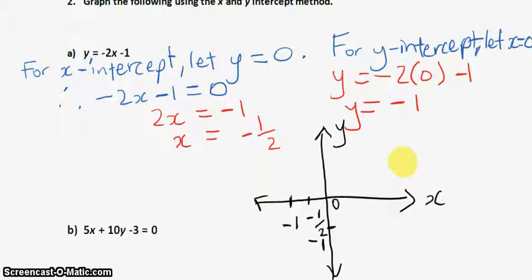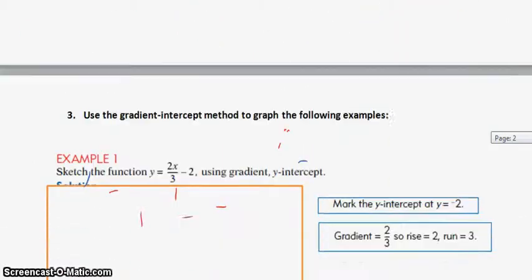And I'm going to graph what I've got. So I've got my x-intercept at minus a half, and my y-intercept at minus 1. Then by joining those two dots with a straight line, you can see that that is my straight line. And I'm then going to write y equals minus 2x minus 1 on the tail of the equation. Okay, so you need to do that to get full marks, labeling all the key features. You have a go at question B.